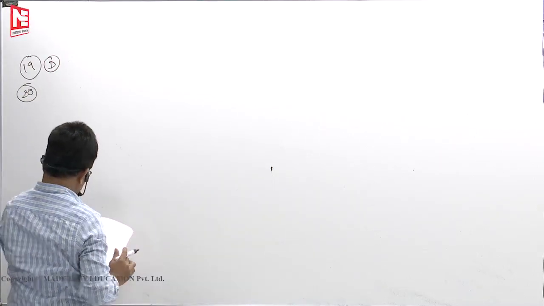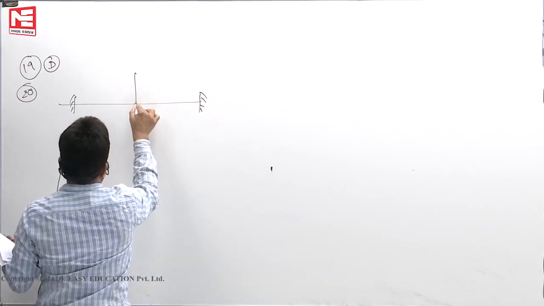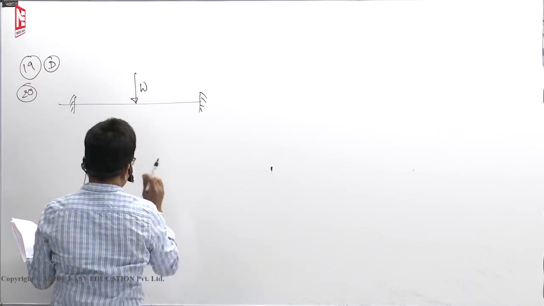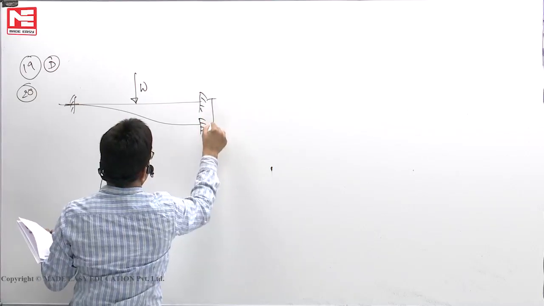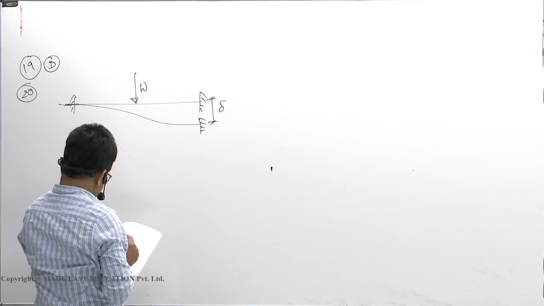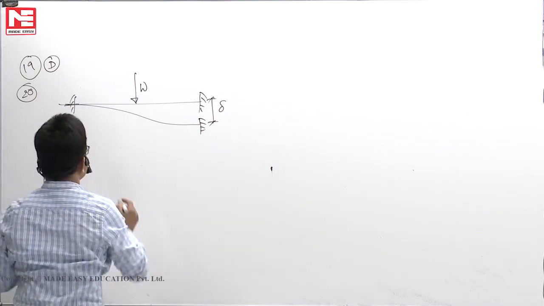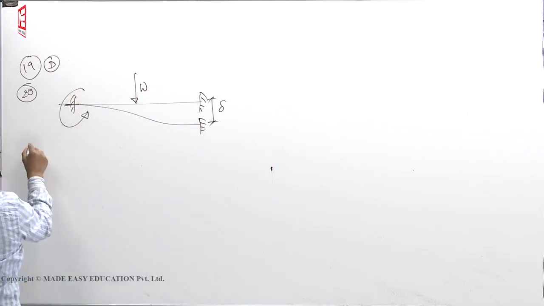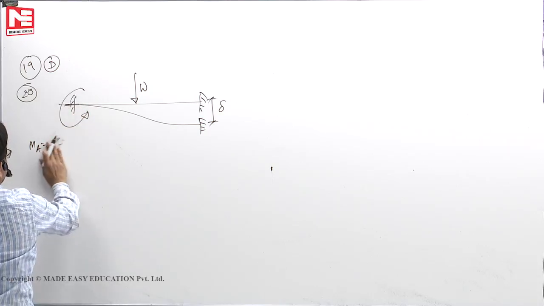A fixed beam with central point load, immediately draw that. Central point load W undergoes a slight settlement at one end. Slight settlement at one end, delta. Select suitable answer from the following. Moment induced at both ends will be same. See here, due to W, what's the bending moment? MA, WL by 8.